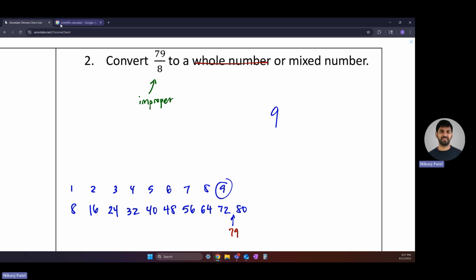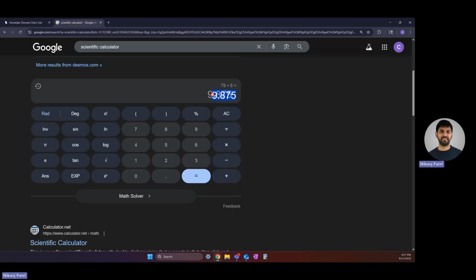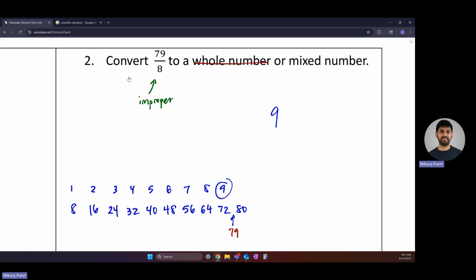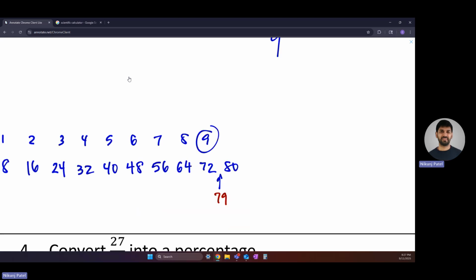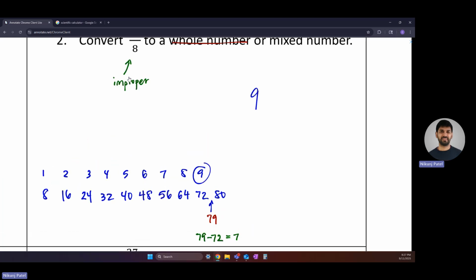And you can also see that here in our scientific calculator. We have a whole number of 9, but we do have this decimal afterwards. This is going to be what our fraction equals, this 0.875. So it's going to be 9, and then once we get to 72, how many more do we need to get to 79 now? Well, we're just going to do 79 minus 72. That's a remainder of 7. And that 7 determines that value right there, 9 and 7/8. This is our mixed number.